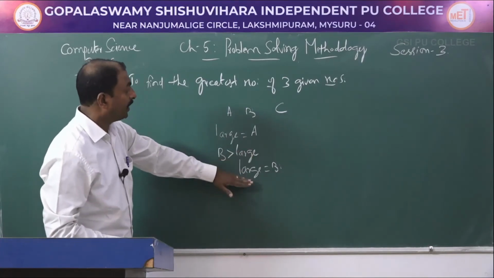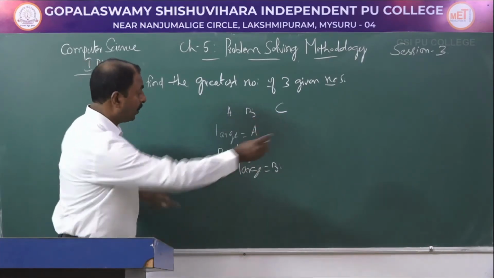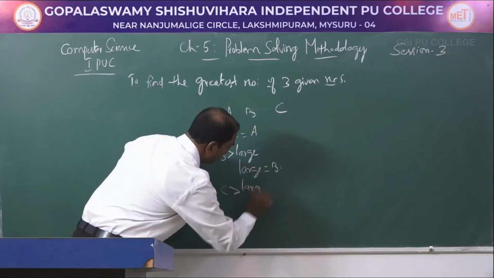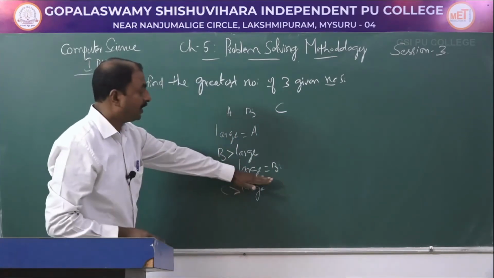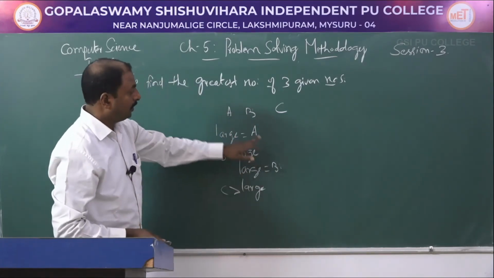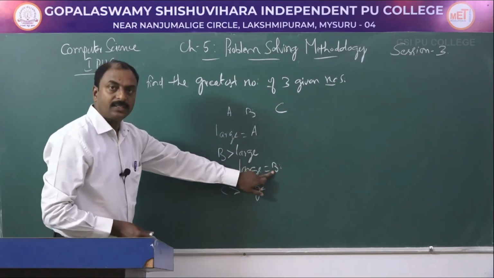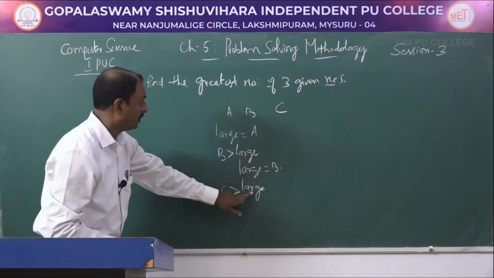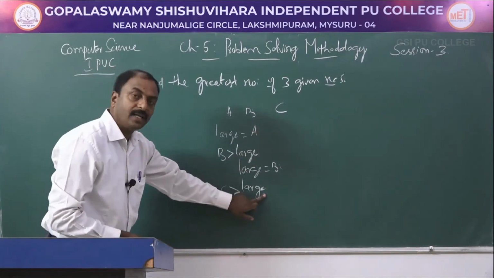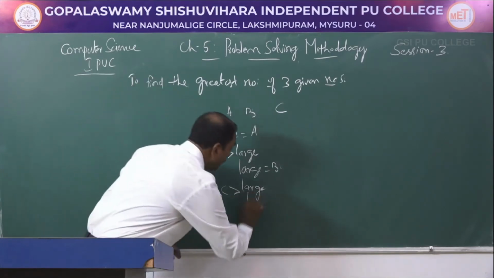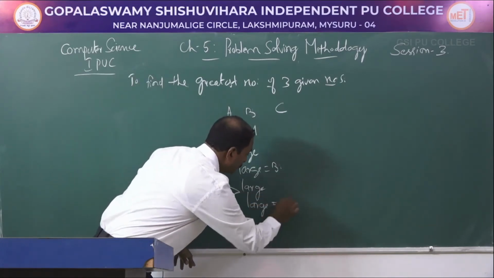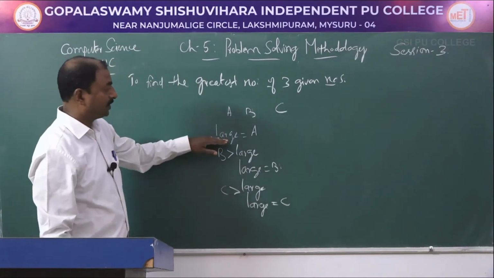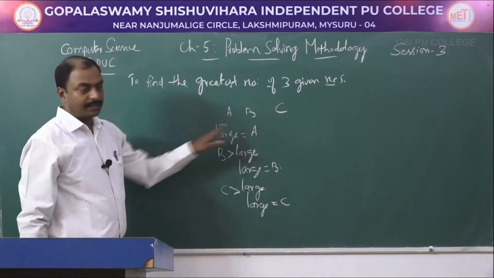Similarly, the same thing we have to repeat with another number C. Now I am going to compare whether C is greater than large. At this stage, large equals B, and B is greater than A, isn't it? Similarly, at this stage, I am going to compare this C with this large. So, is C greater than large? If it is true, we have to say that large equals C.